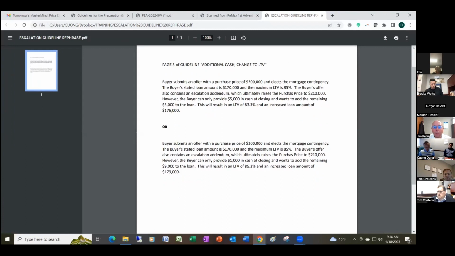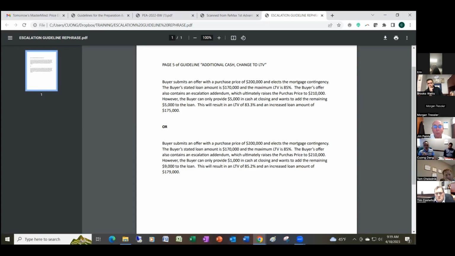Okay. So this guideline could work 2 ways. Okay, checkbox number 3 can work 2 ways. If your loan to value is already set at, let's say, 85%, checkbox number 3 can either lower that number or raise that number automatically. Okay, and here's how it works. So for checkbox number 3, this is page 5 of the guideline, additional cash change to loan to value. Okay, ignore what they wrote and use this example.